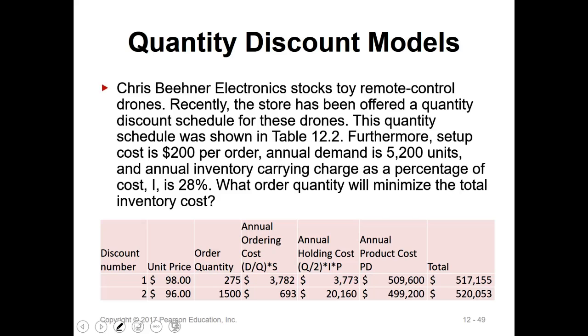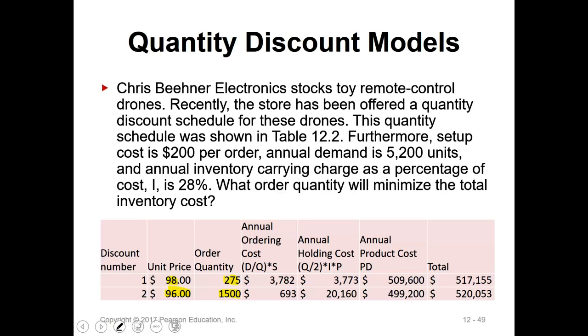So this is the example, okay? And this is from our textbook. They said, okay, if your order quantity reaches this level, 275, you can use 98 as the unit price. If your order quantity is larger than 1500, then you can use the reduced price.